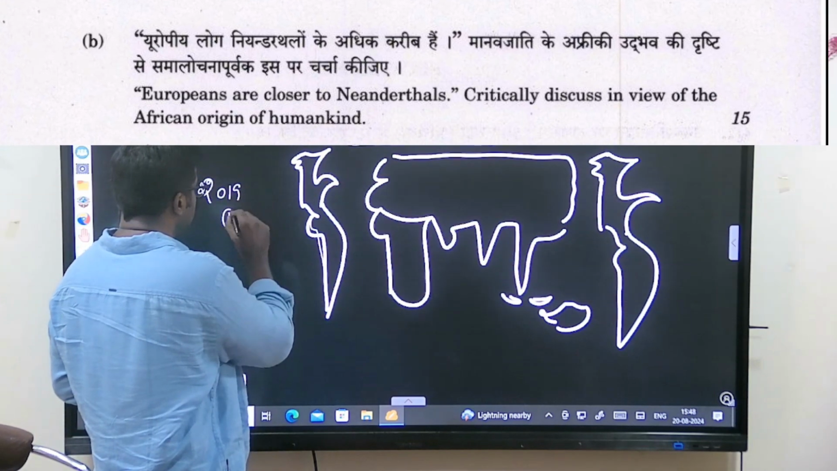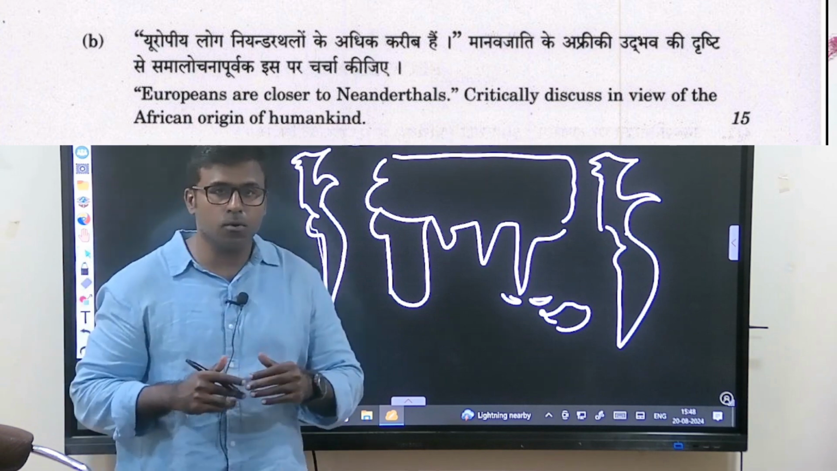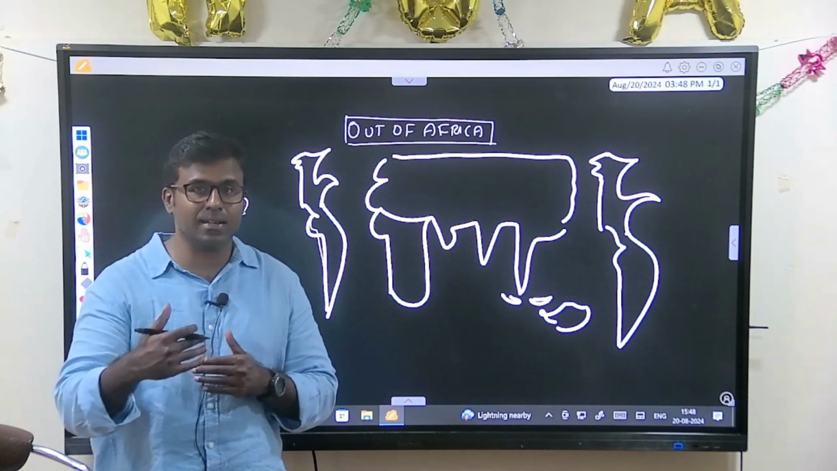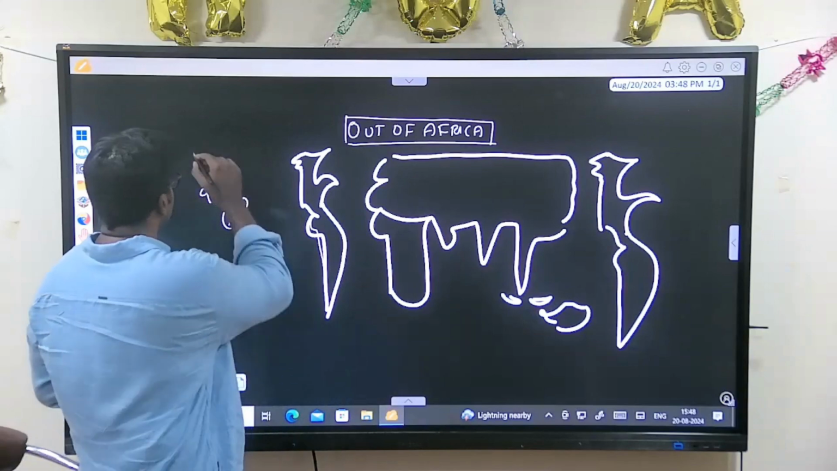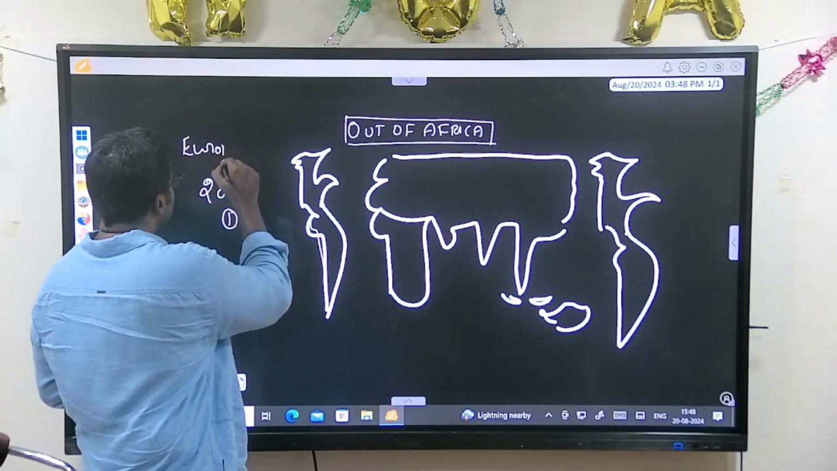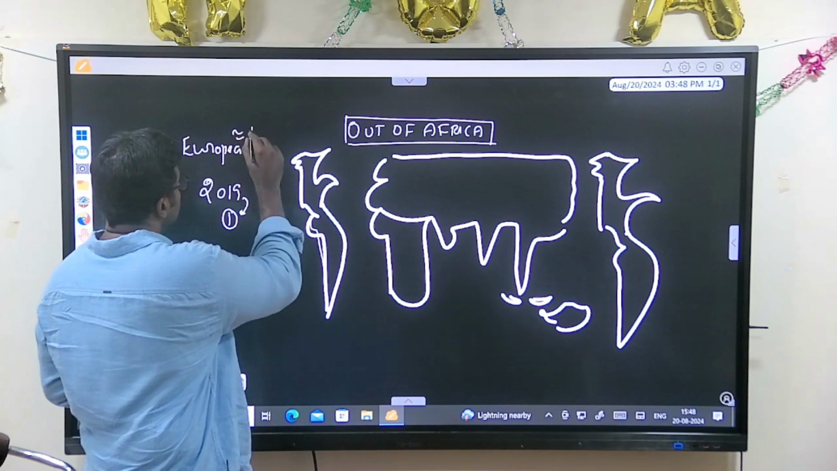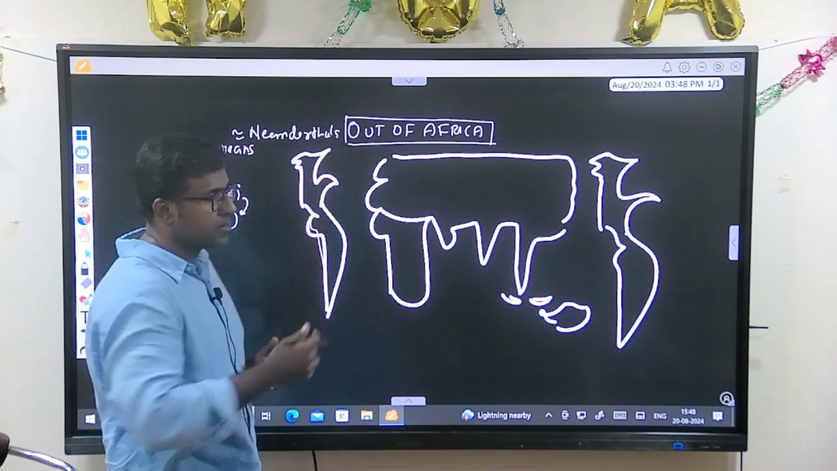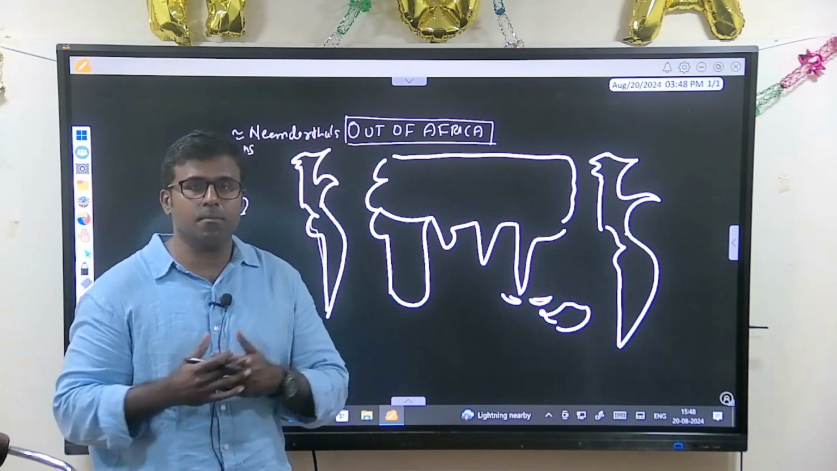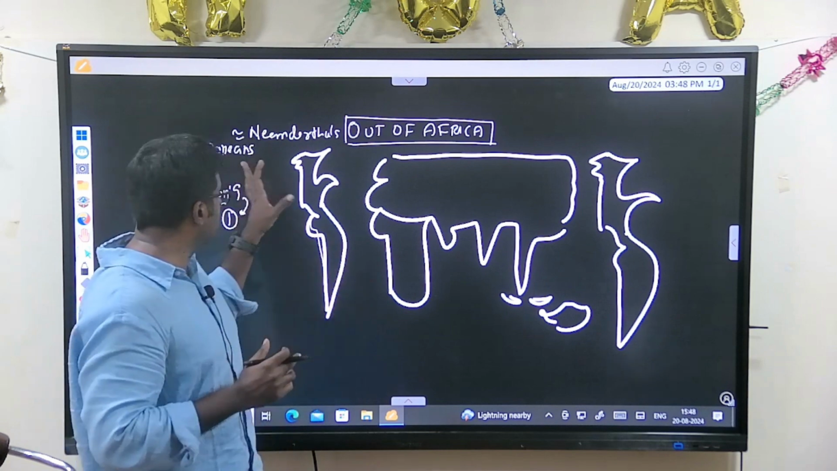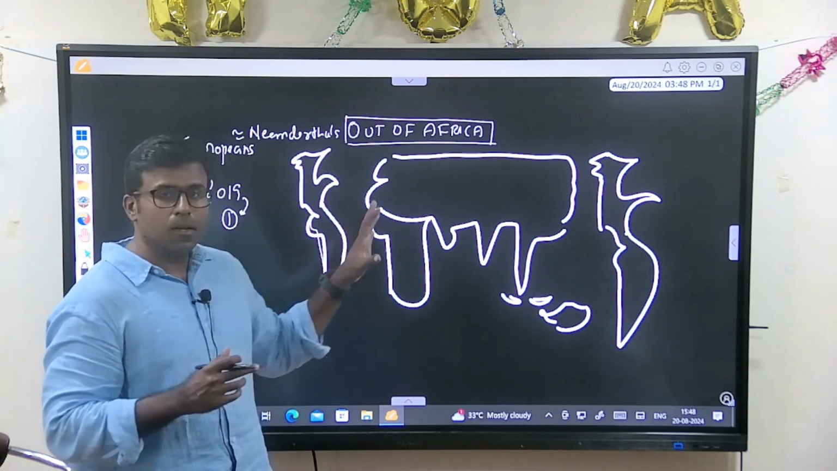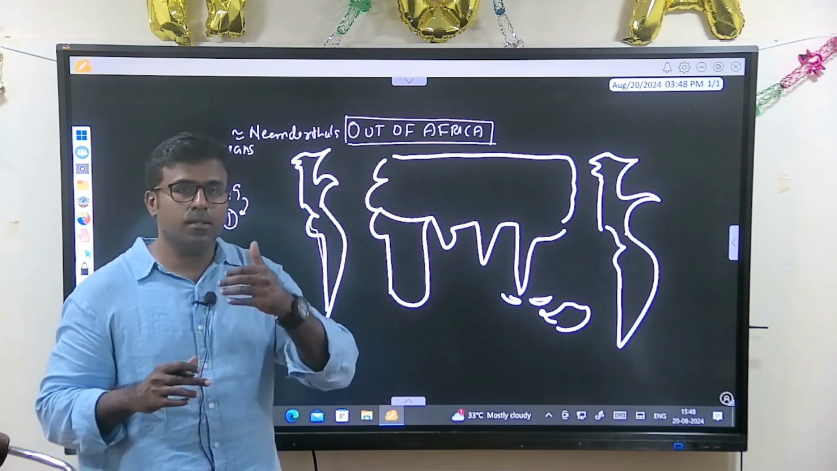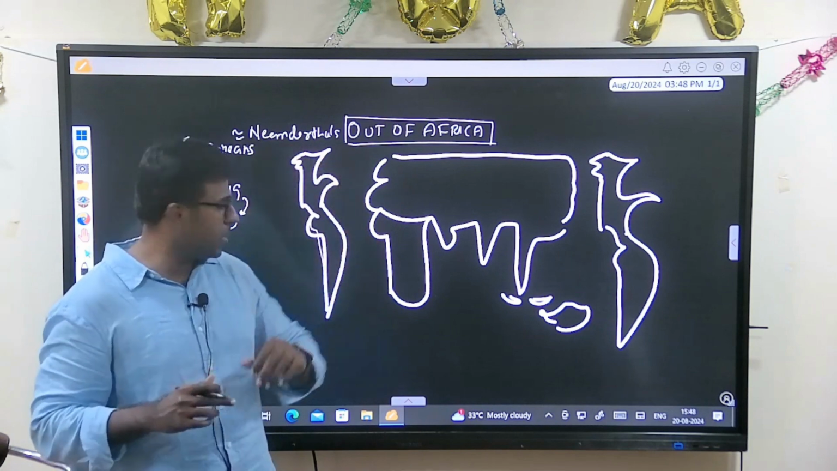2019 anthropology paper one had a question on how Europeans are closer to Neanderthals. So they were making an equation between Europeans and Neanderthals. Nearly 2-3 questions are now coming from this, and over the years they are asking more questions on it. So we need to know what this equation is. For that, you don't have to go into very deep things, but if we know the out of Africa theory, then you might have an understanding of what they mean by this.